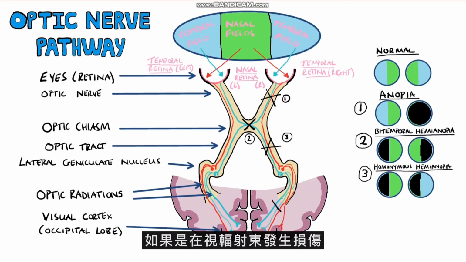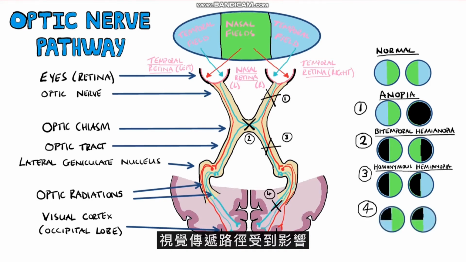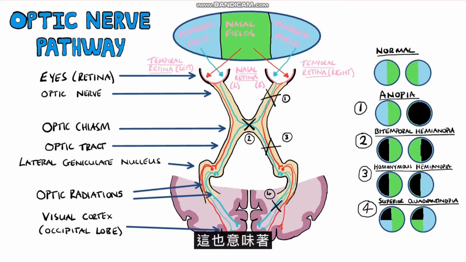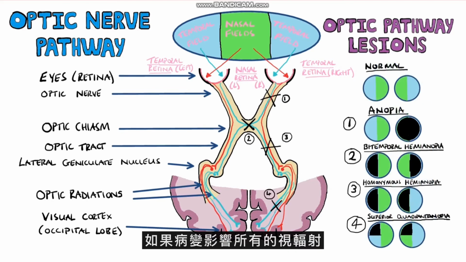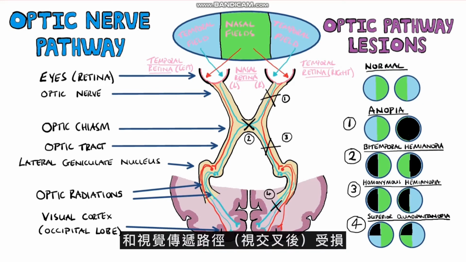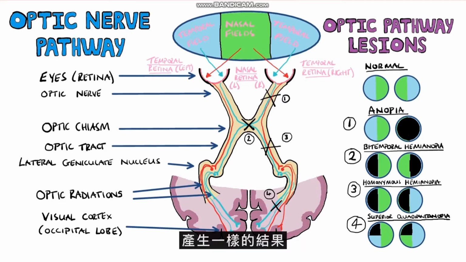If you have lesions in the optic radiations, then if only one of the optic radiation tracts is affected, you may have quadrantanopia instead of hemianopia. Depending then on which part of the optic radiation is affected, you can have either a superior or inferior quadrantanopia. This of course also means that if the lesion affects all of the optic radiation, you get homonymous hemianopia, just like if the lesion was in the optic tract.